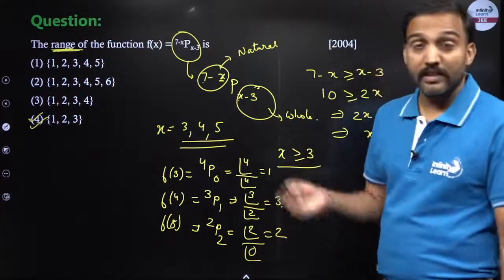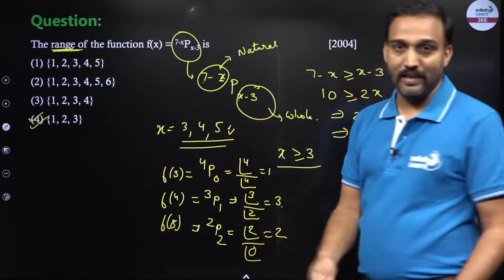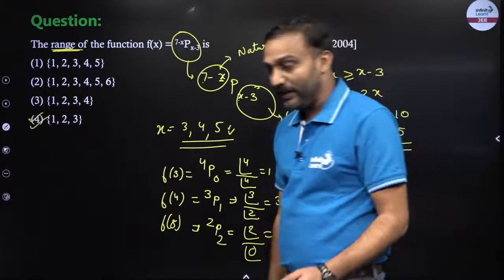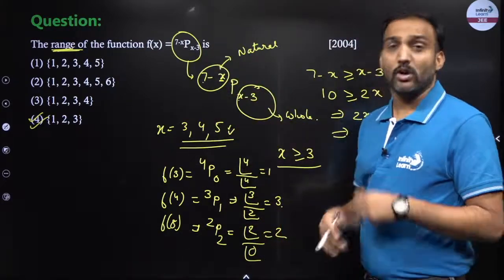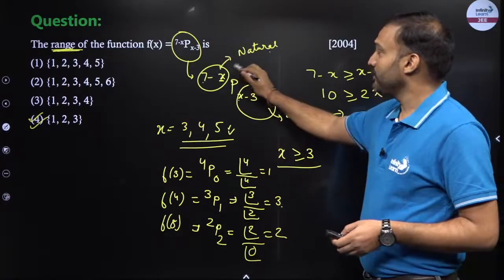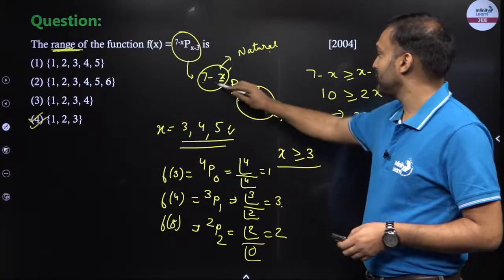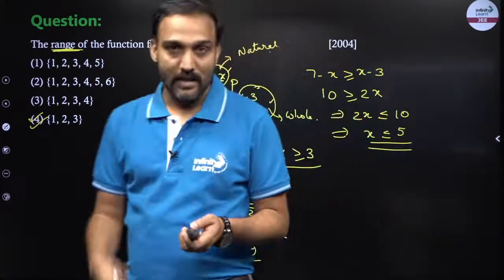Now, if the question had been the domain of the function, then the answer would have been 3, 4 and 5. So always remember, you might come across nPr or there might be nCr. For nCr, once again, things would be the same. n would be natural, r would be a whole number, and n has to be larger than or equal to r, which is x minus 3.